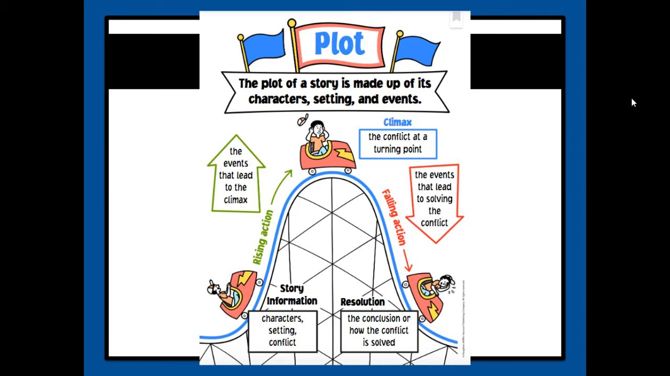We've got a problem, we're leading up to it, here are all the things about the problem, and then something happens that's a turning point that helps with the conflict or problem. And then after the problem is solved, the falling action are the events that lead to solving the conflict. So those are the things that happen as we solve the problem. And then the resolution is at the end of the story. The resolution is the conclusion, or how the conflict is solved.